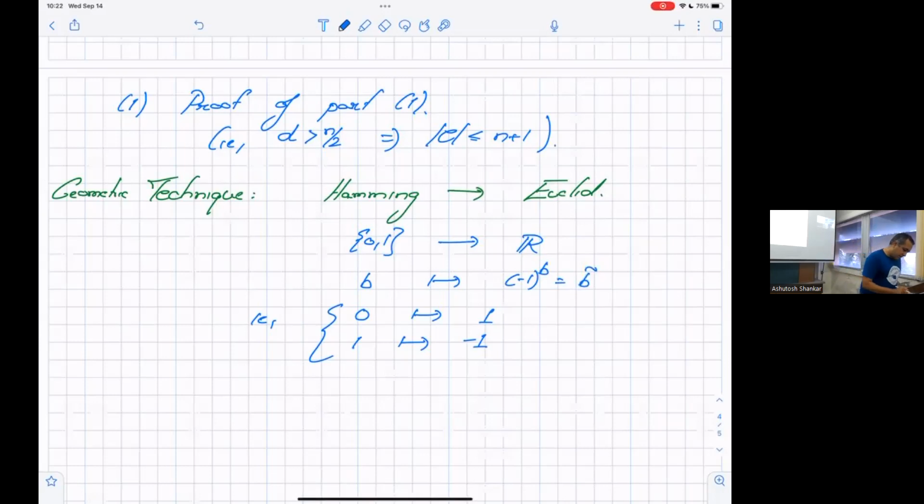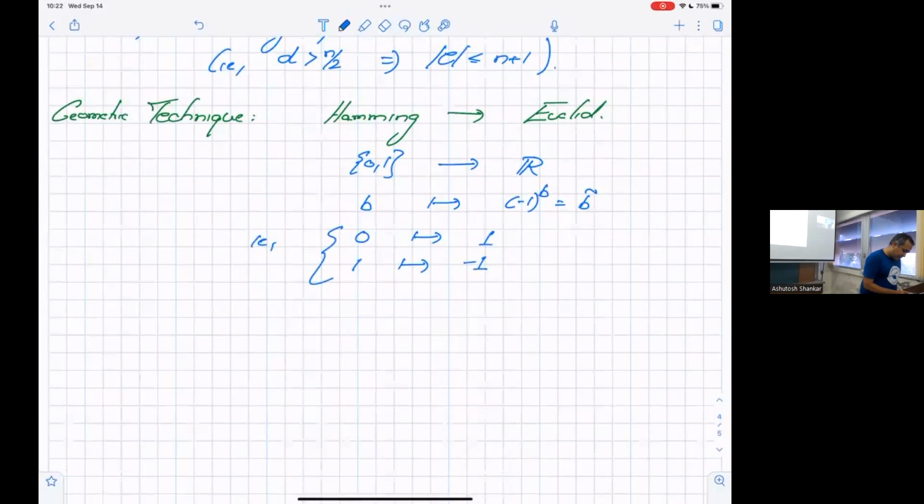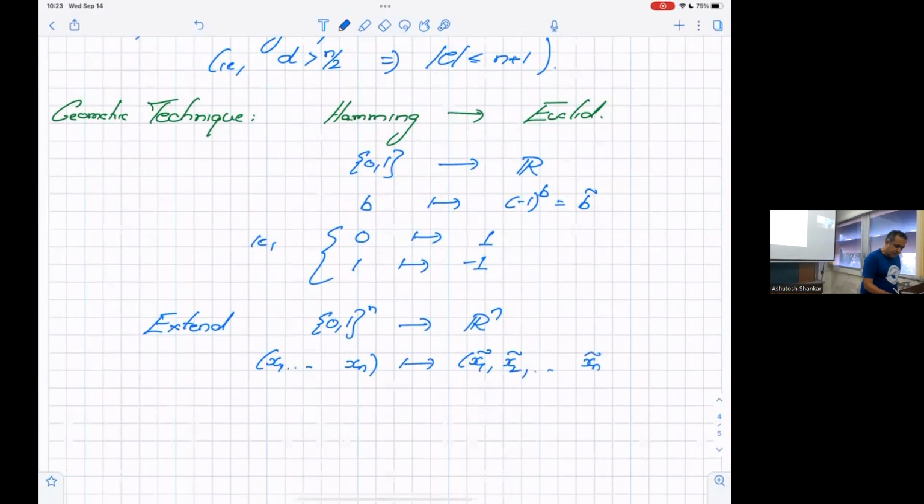And then extend it to all of {0,1}^n. I want to map it to R^n. So more precisely, if you have x1, x2, ..., xn, n bits, what we'll map it to is x1 tilde, x2 tilde, ..., xn tilde. So you take a 0, 1 string, you map it to a 1, -1 string. And the natural thing is take a 0, map it to 1, take a 1, map it to -1.